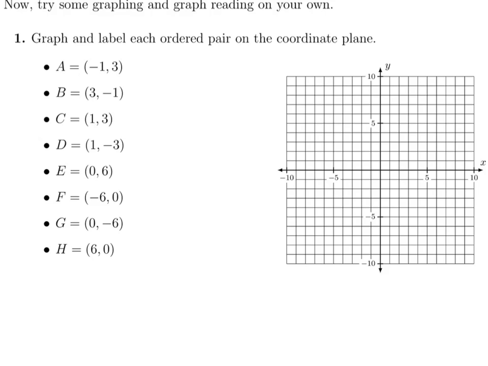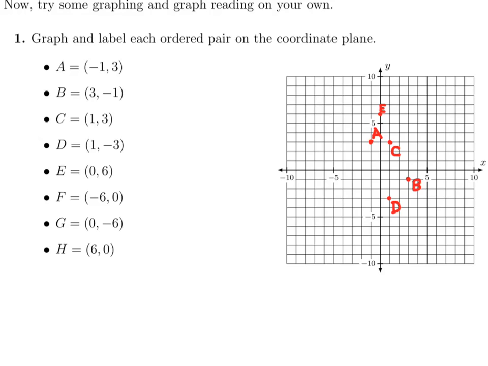Hey, I'm still here. All right, so point A, which was negative 1, 3, that means it goes left 1 and up 3. Point B is 3, negative 1, so from the origin, right 3, down 1. Point C is 1, 3, so it's right 1 and up 3. Point D is 1, negative 3, so it's right 1 and down 3. Point E is 0, 6, so it's not right or left at all, but up 6. Point F is negative 6, 0.